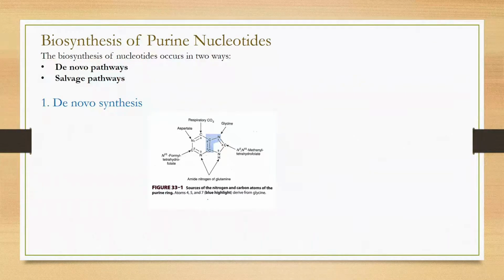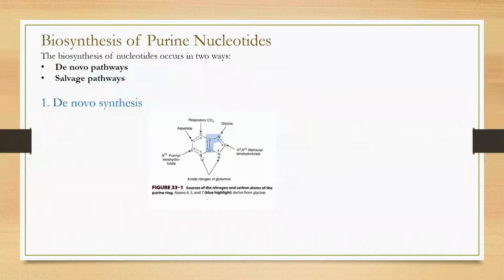Now, de novo synthesis of purines. Different compounds contribute to the skeleton of the purine ring. You see the purine ring: N1 of the purine arises from the amino acid aspartate. The second position, C2, is contributed by N10 formyl tetrahydrofolate, and C8 by N5,N10 methylene tetrahydrofolate.